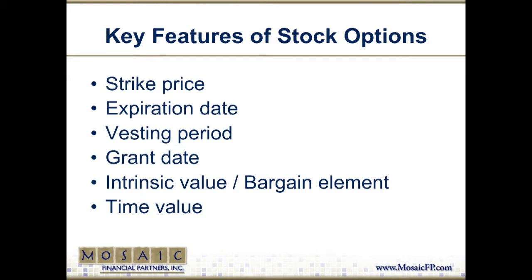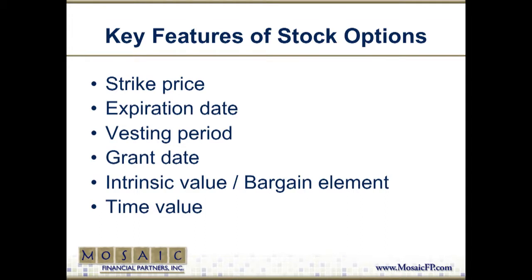Could you share with us what are some of the key features of a stock option? Sure. Some common features between all types of stock options are they all have a strike price. A stock option basically allows you to buy, typically, company stock at a predetermined price, and that predetermined price is the strike price.